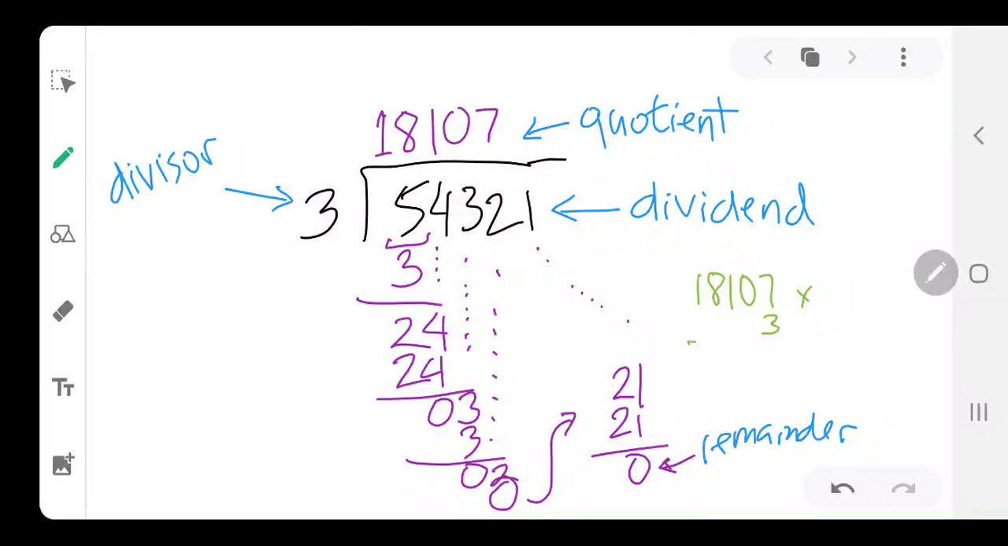Okay, so let's do 3 times 7 is 21. So we bring it to here. 3 times 0 is 0, plus 2 is 2. That's 2. 3 times 1 is 3. 3 times 8 is 24. Now here we go. 3 times 1 is 3 plus 2 is 5. So there it is. That is our answer. That is, in fact, our dividend. All right, so we've confirmed this.